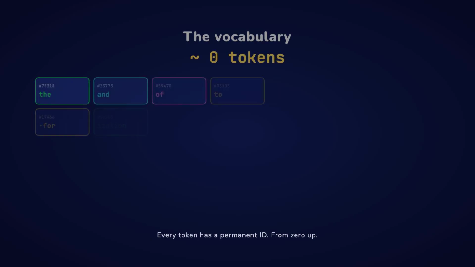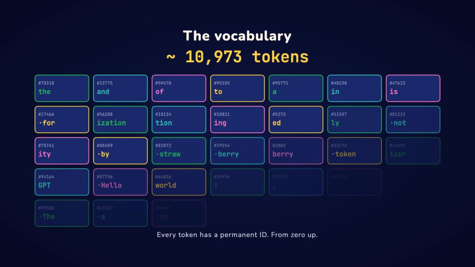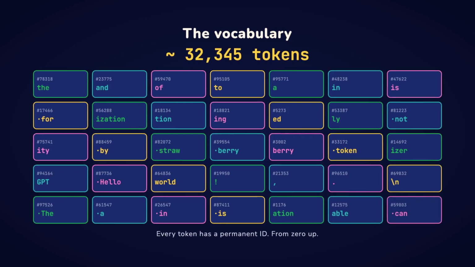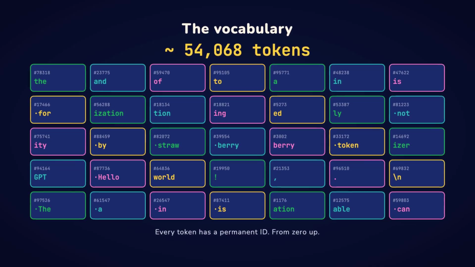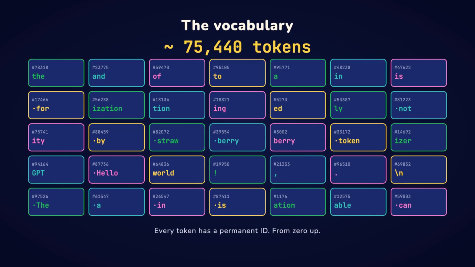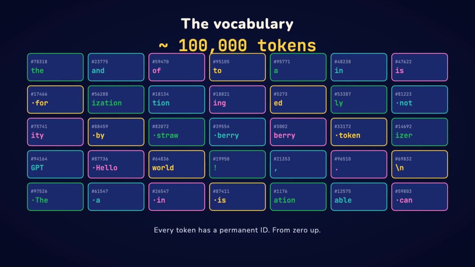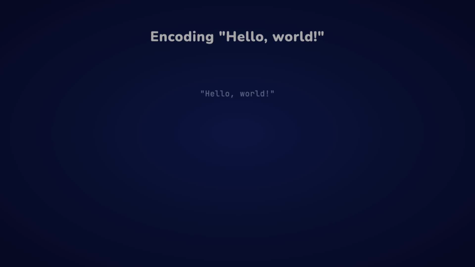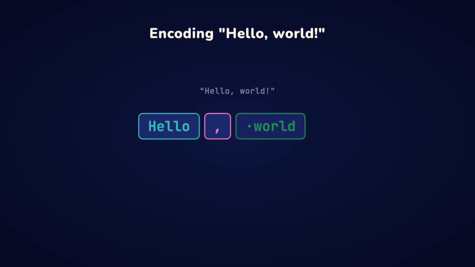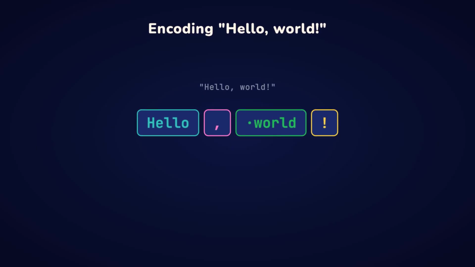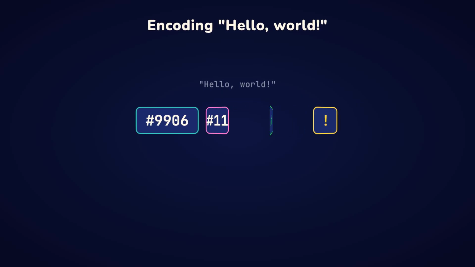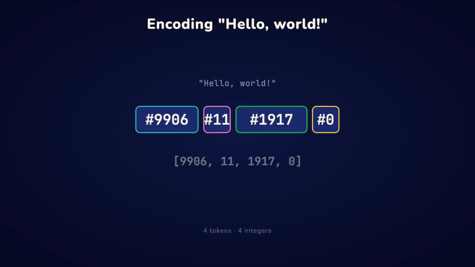So every model carries a fixed vocabulary, typically around 100,000 tokens. Each one has a permanent ID, which is basically a number, token 0, token 1, token 2, all the way up to 100,000. Watch what happens to the phrase hello, comma, world. The tokenizer reads it left to right and turns it into a short sequence of ID numbers. That sequence is what the model actually sees.